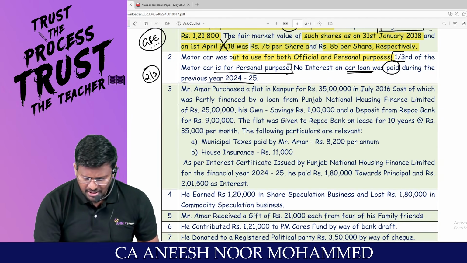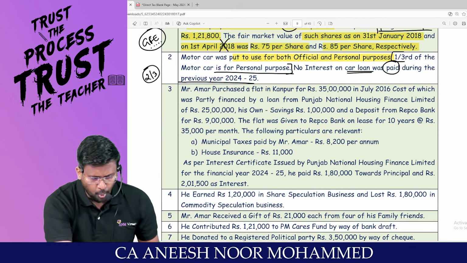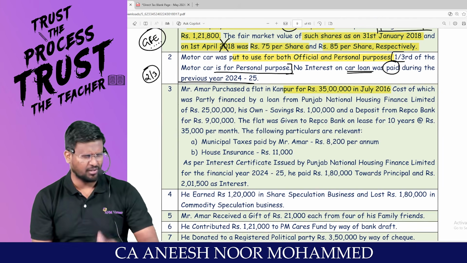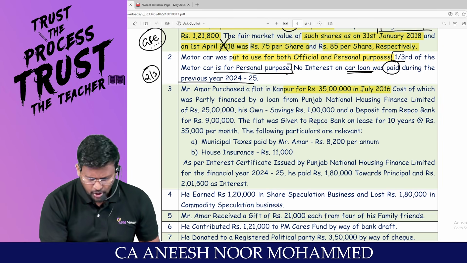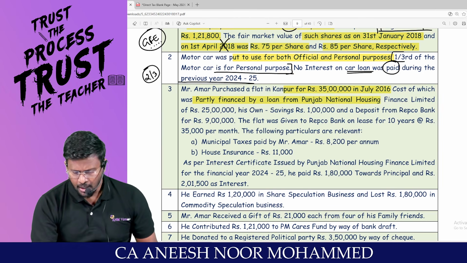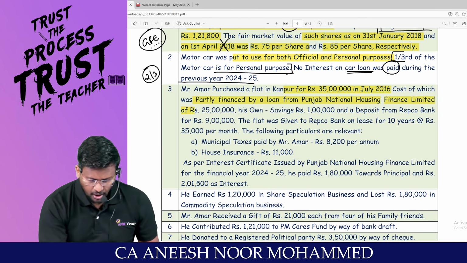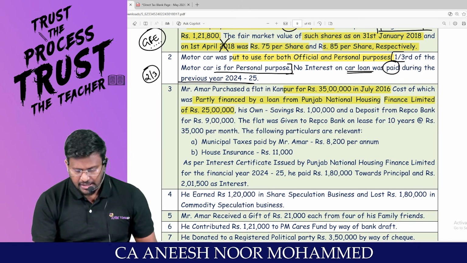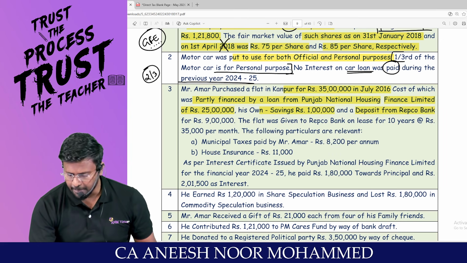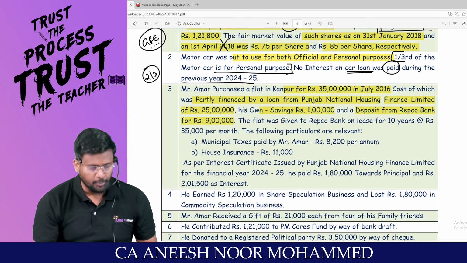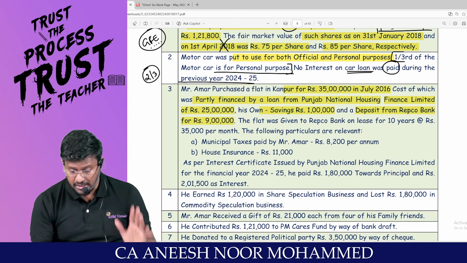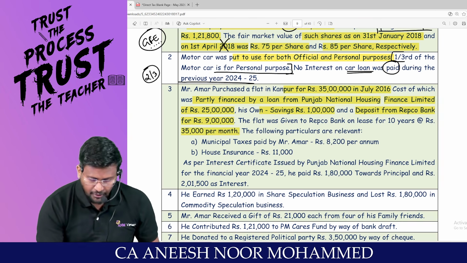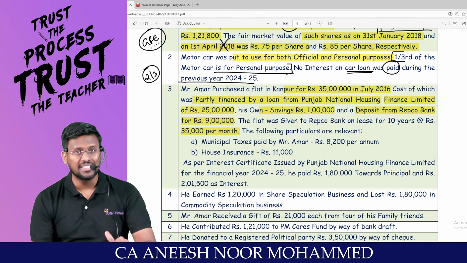Mr. Amar purchased a flat in Kanpur for rupees 35 lakh in July 2016. Flat, not a super asset. Cost of which was partly financed by loan from Punjab National Housing Finance Limited of rupees 25 lakhs. By taking loan only, he has purchased the flat. His own savings of 1 lakh and deposit from Repco Bank of rupees 9 lakh. The flat was given to Repco Bank on lease for 10 years at 35,000 per month. Now that flat is a let out property.